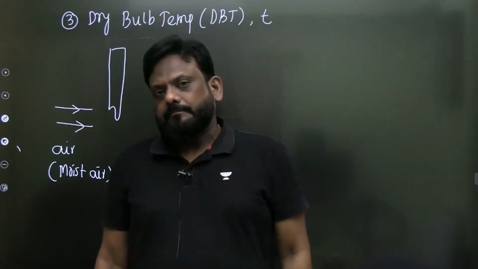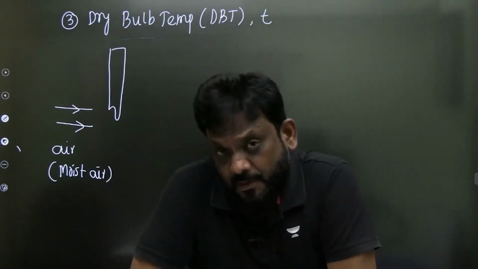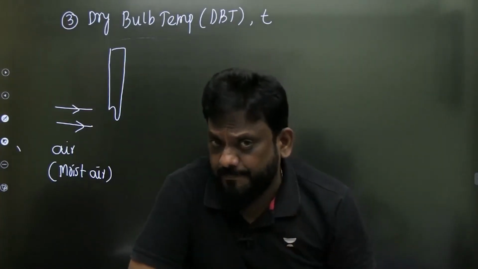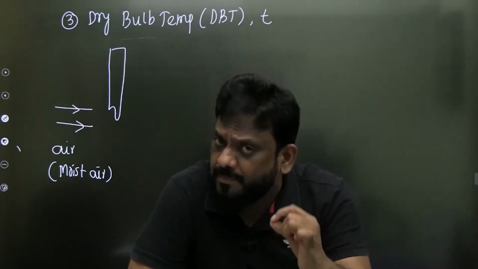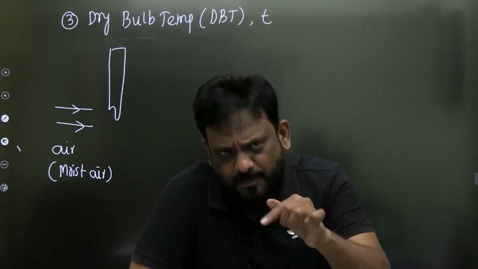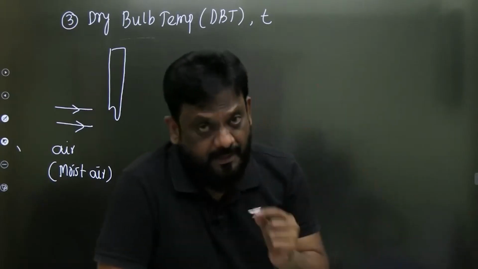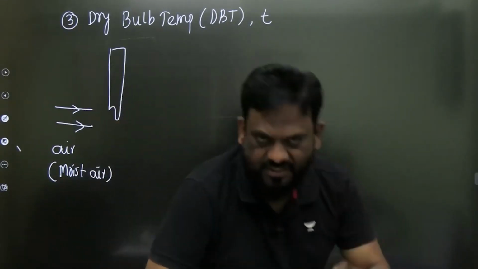Great. Now, the question that comes to our mind is, why do we need different temperatures in psychometry? So we have some more temperatures like wet bulb and dew point temperature. So before I explain what exactly wet bulb temperature is, let me ask you one question. And please answer this question. I'll be checking your comments.